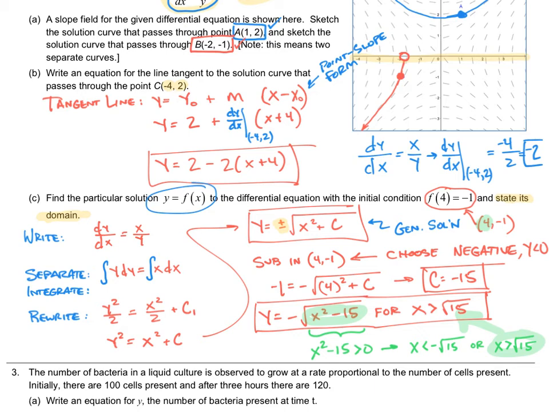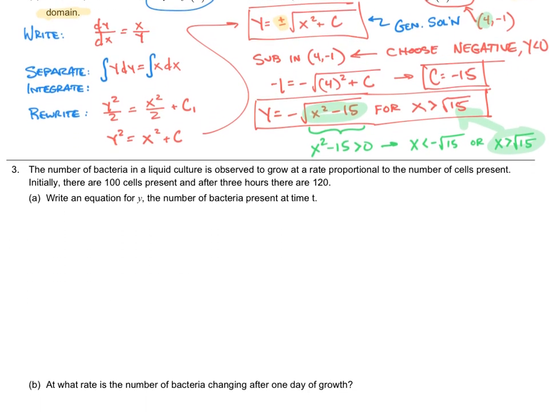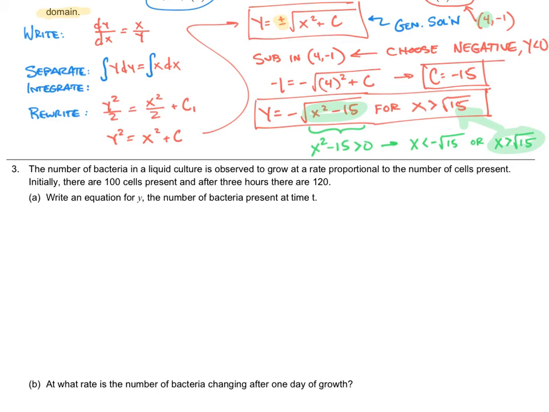Looks like an application of our friend exponential growth. The number of bacteria in a liquid culture is observed to grow at a rate proportional to the number of cells present. Anytime I see this wording, I'm thinking about that famous differential equation that says the rate of change is proportional to the quantity itself. We're then given some conditions here. There are 100 cells present initially, and then after 3 hours, there are 120 cells.